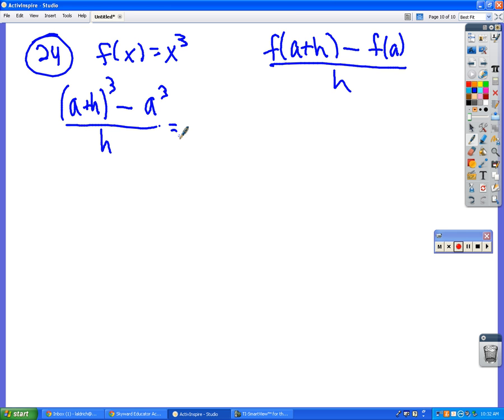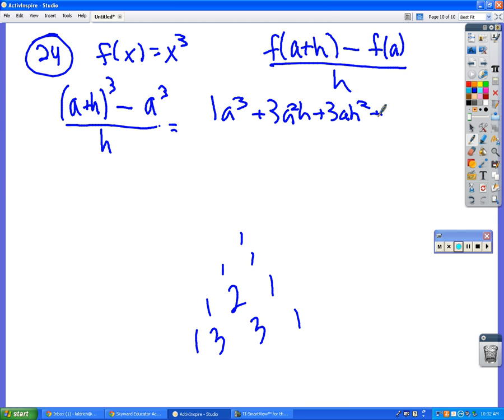Okay? All right, do you remember what a plus h cubed is? It is going to be in our little Pascal's triangle. It's going to be 1a cubed plus 3a squared h, plus 3ah squared plus 1h cubed. So if you're just doing a simple binomial like that where both of the things are variables, it's really easy to use Pascal's triangle to figure out what that is.